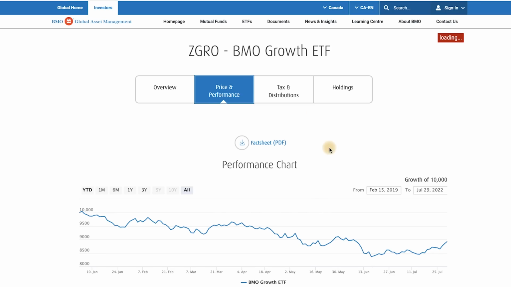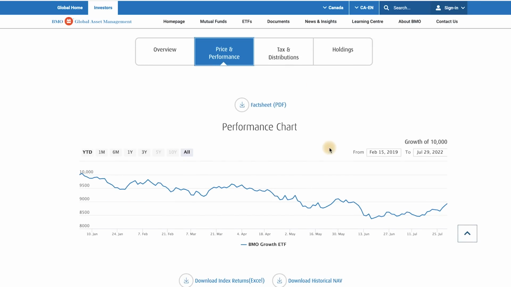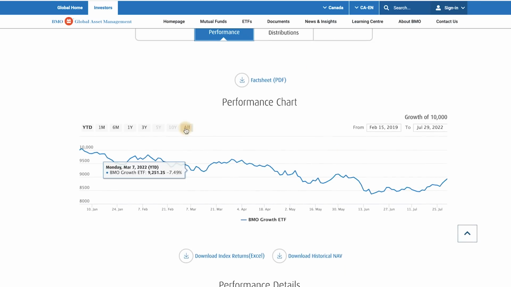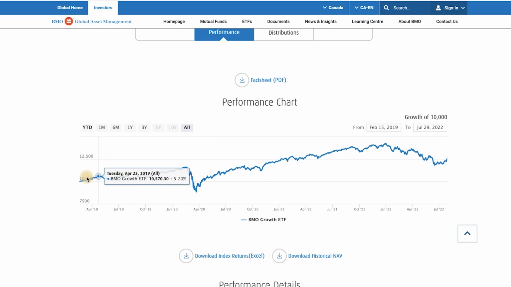And if you look at price and performance, there is a little bit more information because it has been around for a few years now. So this is since its inception date, you can see the total growth over time. So since inception, using the example of $10,000, that would be worth at this moment $12,510.45. Of course, at the moment that I'm doing this video, the stock market is a little bit down.